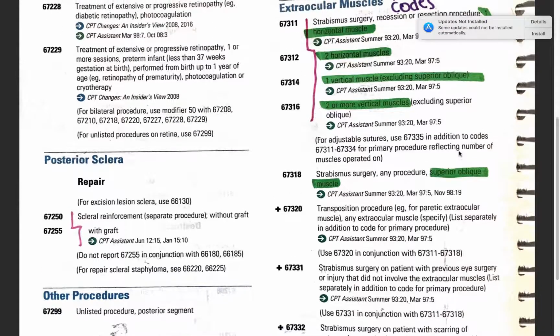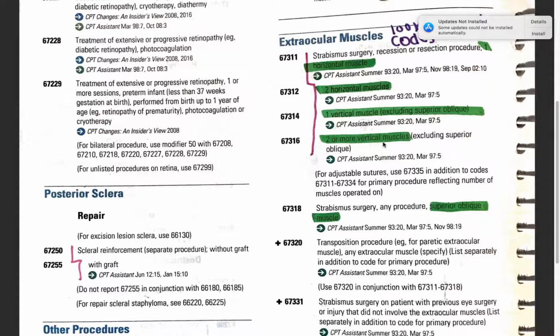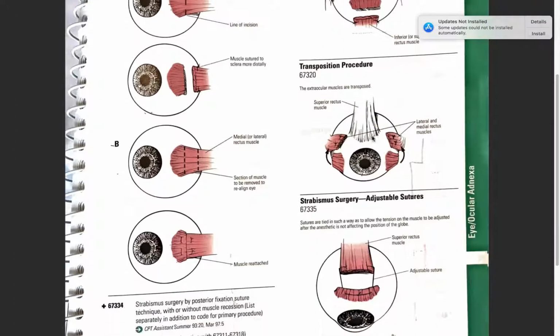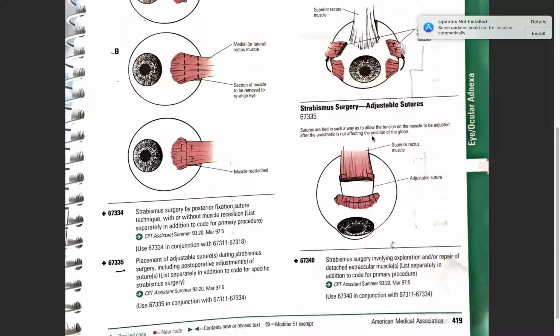The superior oblique muscle would not be coded with the codes above here. Your other add-on codes are 67334, strabismus surgery by posterior fixation suture technique with or without muscle resection. And then 67335, placement of adjustable sutures during strabismus surgery, including post-operative adjustments of sutures. And then 67340, which is strabismus surgery involving exploration and/or repair of detached extraocular muscles.